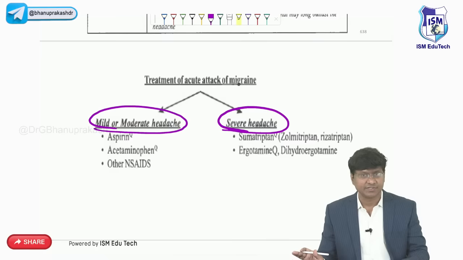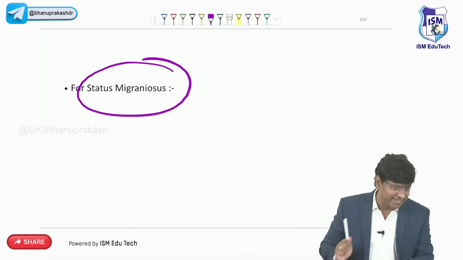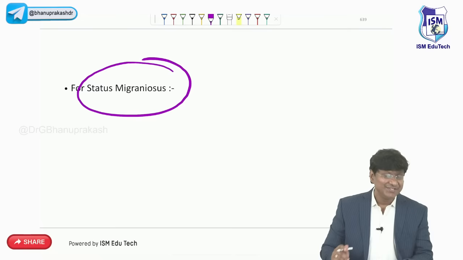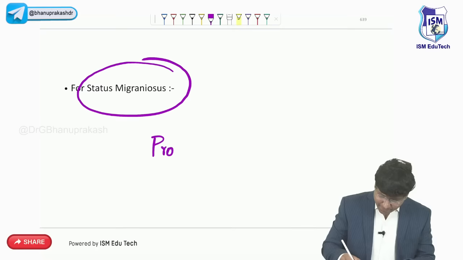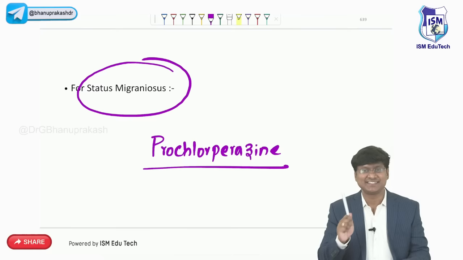But what is the question for you here? What is the drug of choice for status migrainosus? Anyone of you? Drug of choice for status migrainosus. Anyone? So the drug of choice for status migrainosus will be prochlorperazine. Right, the drug of choice will be what? Prochlorperazine. That is the drug of choice for status migrainosus.